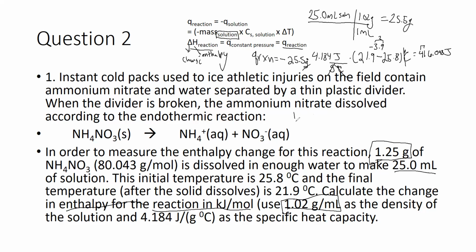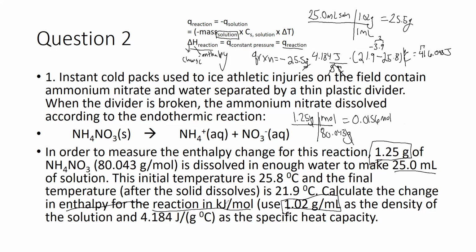So I have 1.25 grams of sodium nitrate. And my molecular weight is 80.043 grams per mole for 1 mole. Grams cancel out. So the number of moles I have are 0.0156 moles of ammonia nitrate.